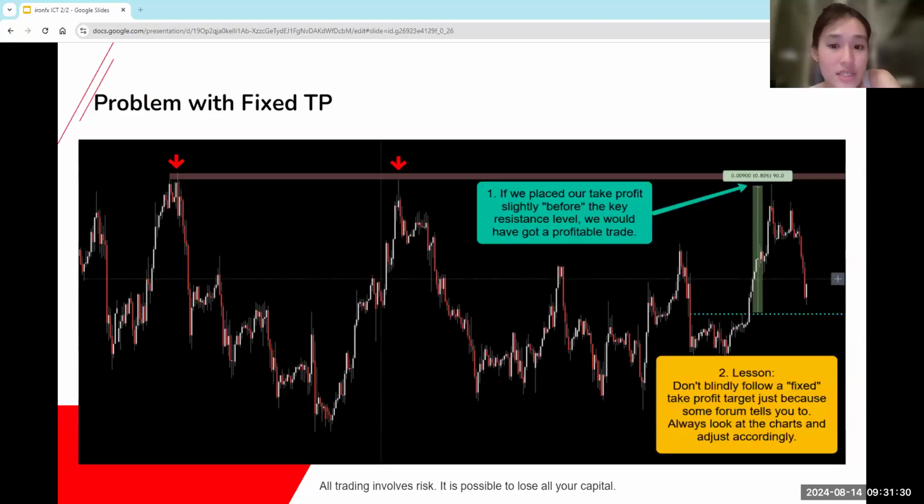Now, in an alternative scenario, if we had placed our take profit before the key resistance area, we would have gotten a profitable trade. So it's important to look at the charts and adjust your take profit and stop loss accordingly, instead of just blindly following a fixed target profit of 100 pips, for example, just because some forum tells you to do so.